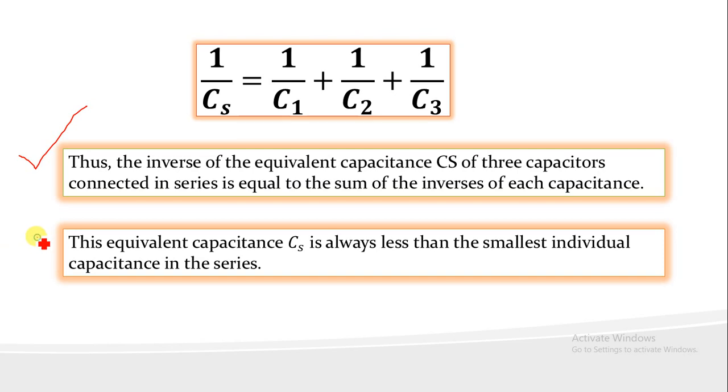And the next point is more important. When you substitute the values of C1, C2 and C3 and finally calculate Cs, then you will find that Cs is always less than the smallest individual capacitance in the series. If you have the values of C1, C2, C3, you can check which of these three is the smallest, and then you will find that Cs is smaller than that small value. Okay, it means Cs is less than C1, C2 or C3.